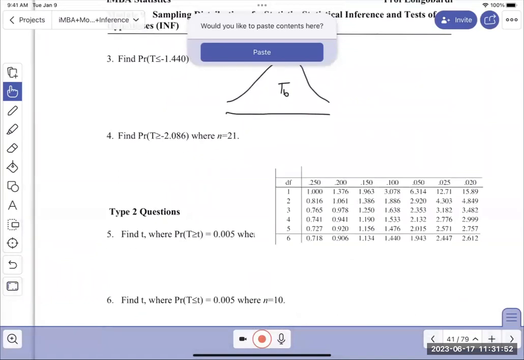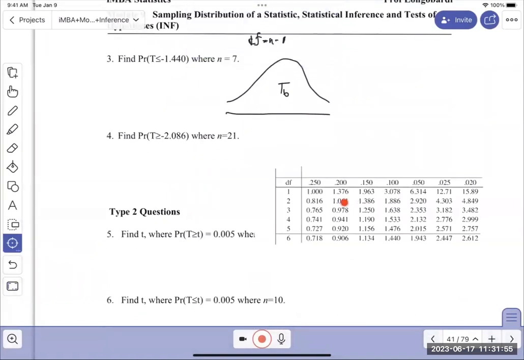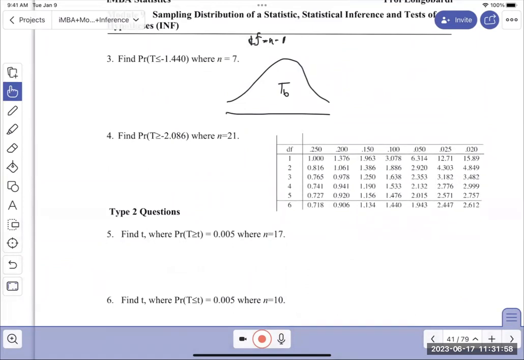All right, so what do we see? T6, and this is the right upper tail, right? So I don't see the number negative 1.44, but I do see the positive. So how do I deal with this? What I want is the probability that it's less than negative 1.44, but I'm not going to get that directly off the table. I would get it in Excel, but not directly off the table.